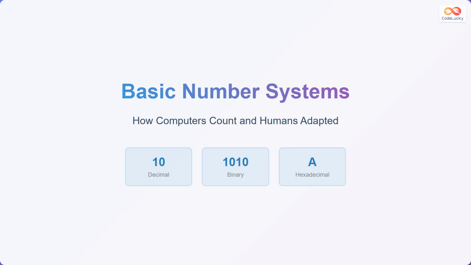Today, we will embark on a journey to understand the fundamental number systems that computers use and how humans have adapted to them. Let's explore the basics of decimal, binary, and hexadecimal number systems. You can see a grid with 3 items. The first item is the decimal number 10. The second is the binary number 1010. The third is the hexadecimal alphabet A.